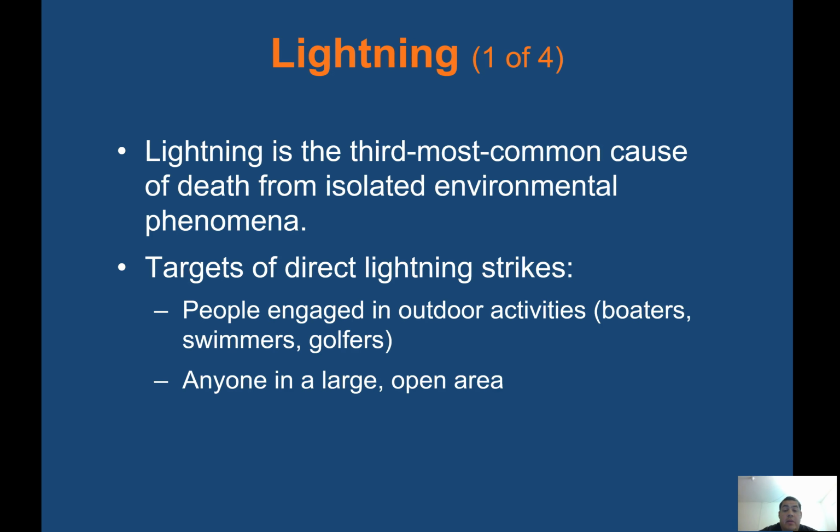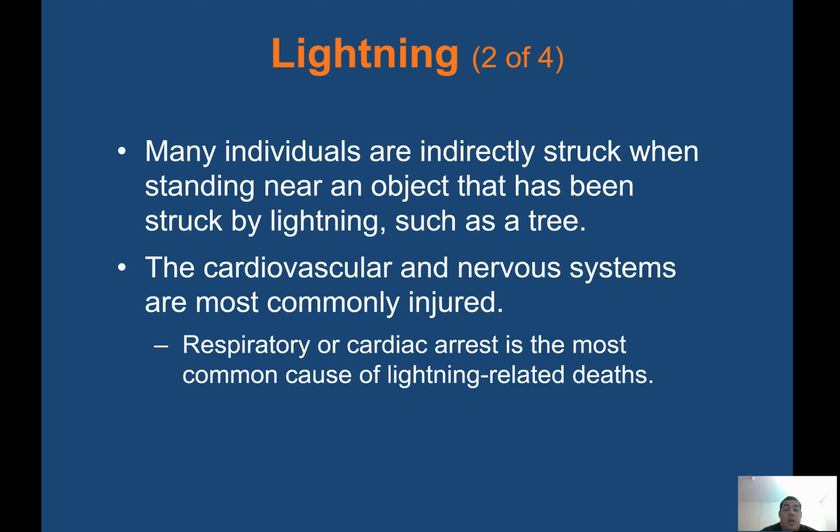So lightning is the third most common cause of death from isolated environmental phenomenon. Targets of direct lightning strikes: people engaged in outdoor activities, boaters, swimmers, golfers, anyone in a large open area. Many individuals are indirectly struck when standing near an object that has been struck by lightning, such as a tree. The cardiovascular and nervous systems are most commonly injured. Respiratory or cardiac arrest is the most common cause of lightning-related deaths.